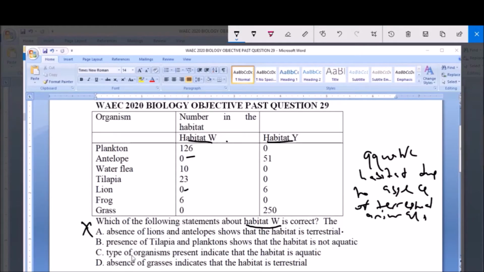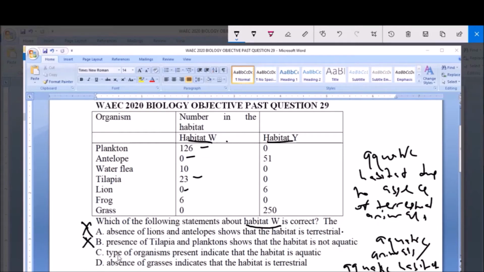Now, option B, presence of tilapia and planktons shows that the habitat is not aquatic. Similarly, planktons and tilapia are aquatic animals. And if you have aquatic animals in a habitat, it means that the habitat is an aquatic habitat. So this statement, presence of tilapia and plankton shows that the habitat is not aquatic, is not the answer to this question, as it is not correct.